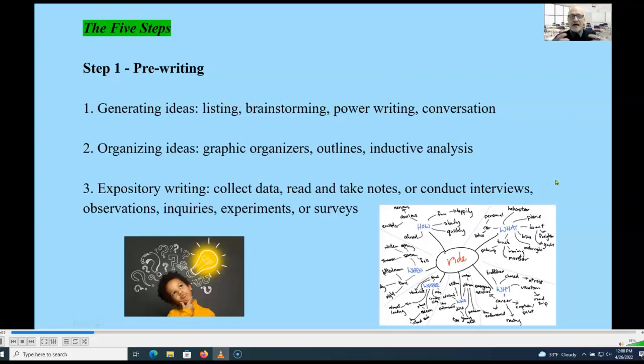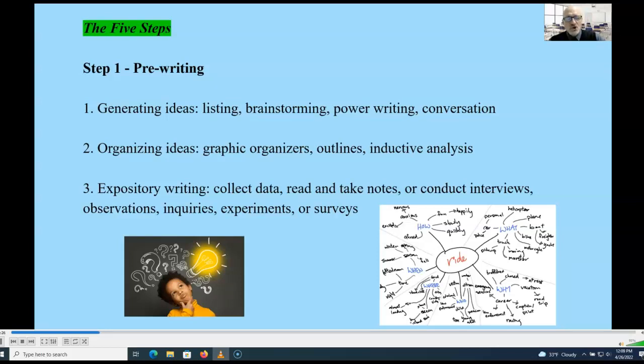Graphic organizer, any visual representation. You can see the ideas and the relationship to other ideas. Outlines. Inductive analysis is inducing order on a field. It's looking for groups. Seeing all these ideas on the page, you put them in groups so you can describe them. And expository writing.